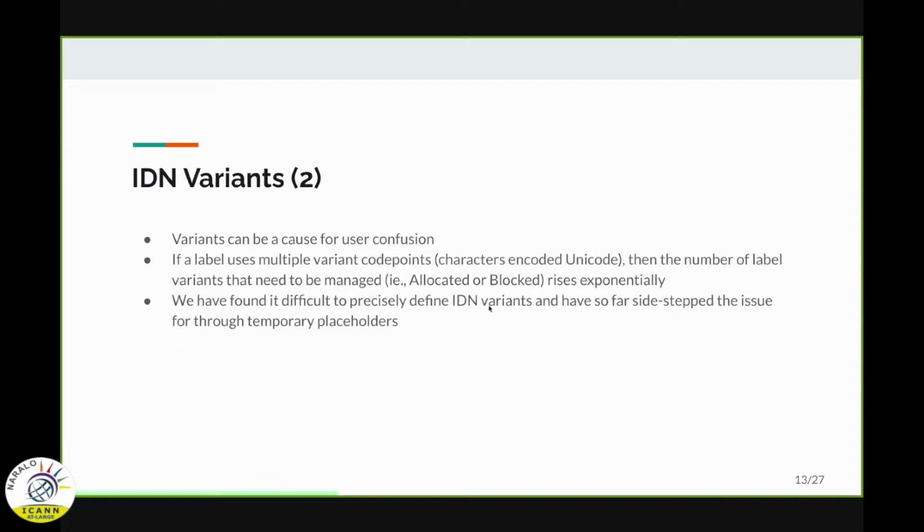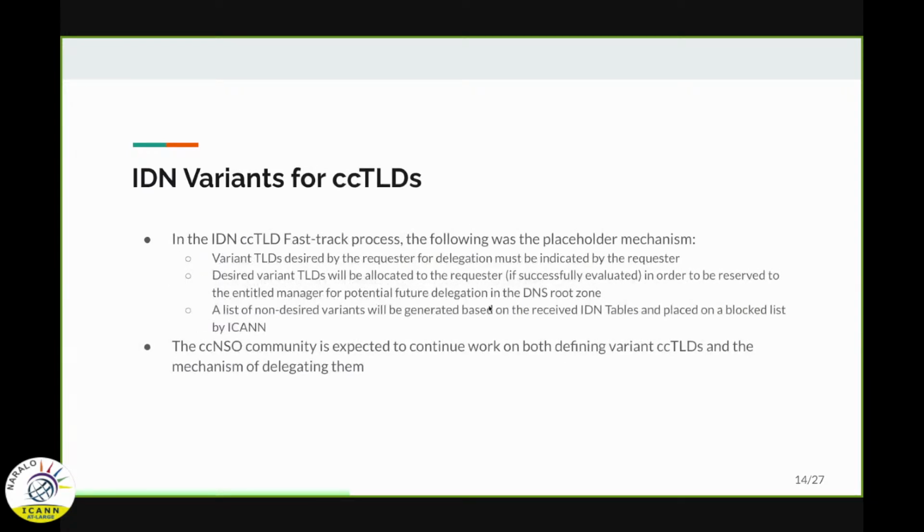And looking at the history of the work that we have done, we have not been able to precisely define IDN variants. And so we have sidestepped the issue through temporary placeholders. Now, this is not unusual. We have been grappling with an issue like DNS abuse for 20 plus years or even more, but we only defined it properly maybe in the last year when it became too much of a concern. So the fact that it has not been defined is not necessarily bad, but when you look at how to define it, that is the complexity that we are grappling with in this EPDP.